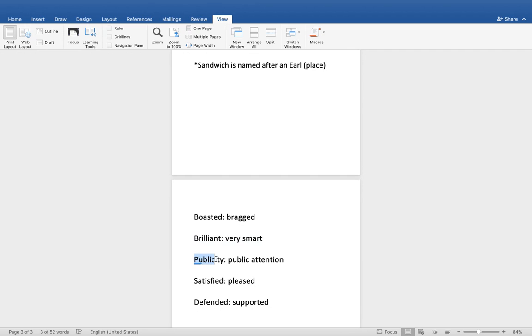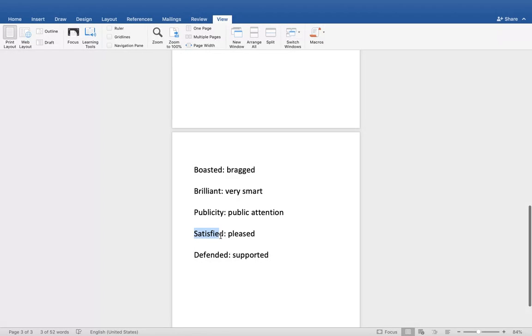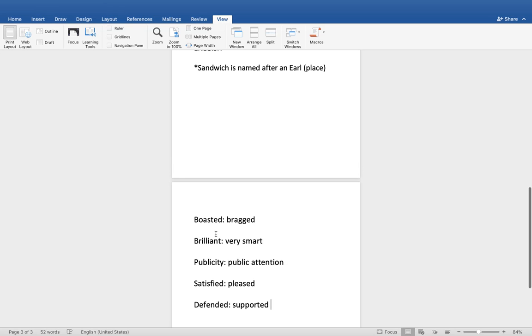This word is publicity. Publicity means public attention. Like, the new TV show received lots of publicity. Satisfied means pleased. Dr. Wynne was satisfied with the results of the experiment. Defended means supported. Miss Ellison defended Rachel's decision to leave the club. So defended means supported.